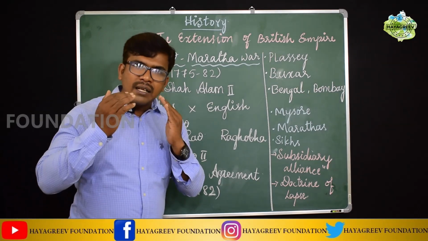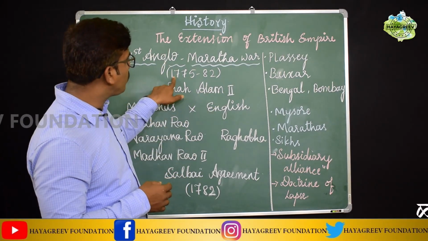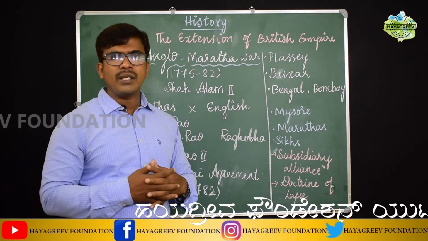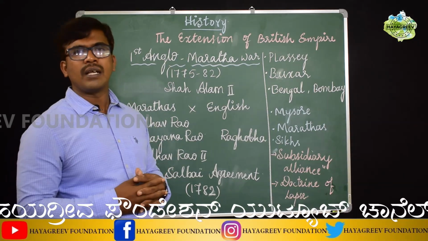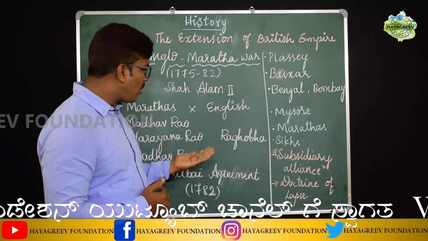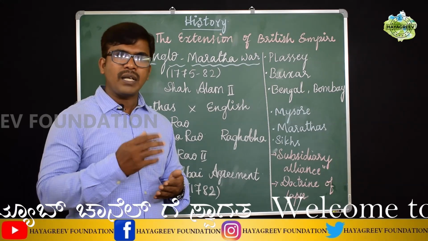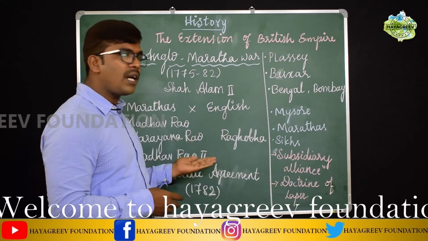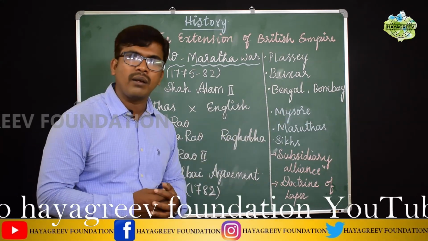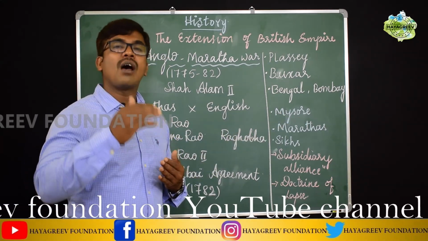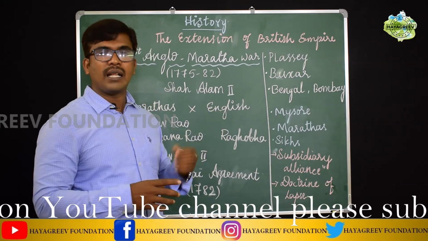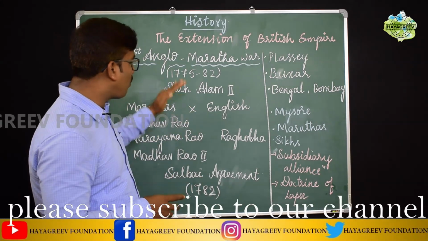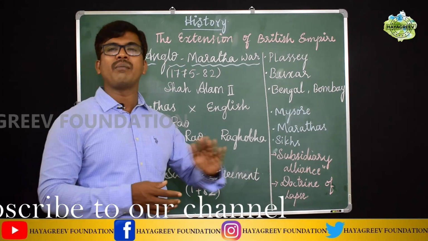Students, this war took place from 1775 to 1782, totally 7 years continuously. In the beginning, the Marathas gained the upper hand. That means they succeeded in many battles. But later on, what happened? They started to lose the battles one by one. When they had lost Allahabad to the British, they surrendered, and the British forced the Marathas to accept the Treaty of Salbai.